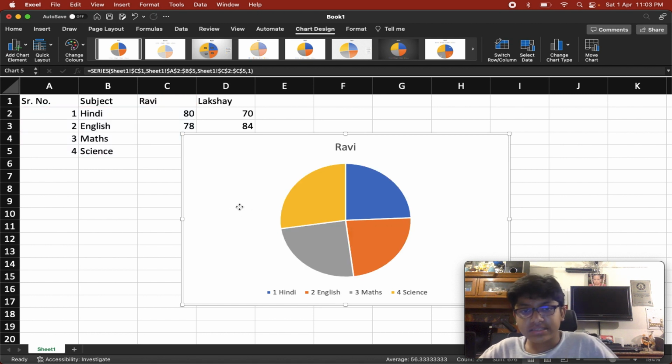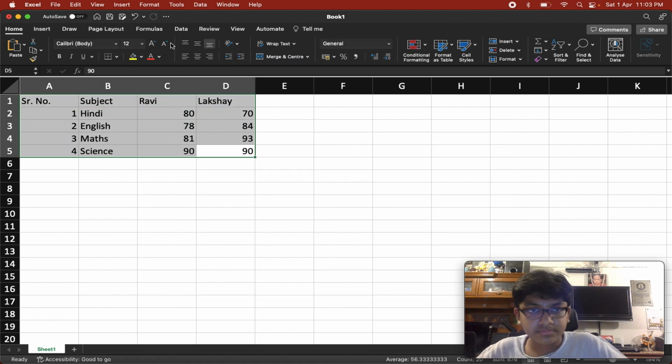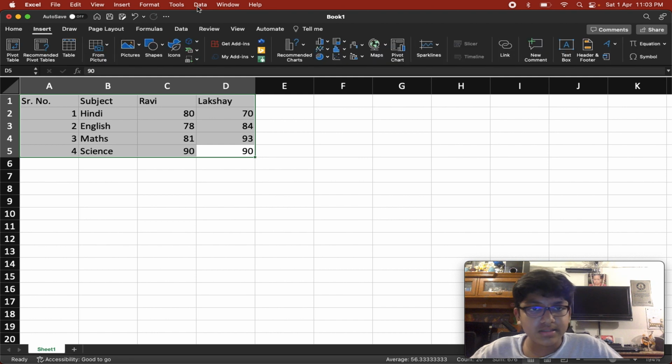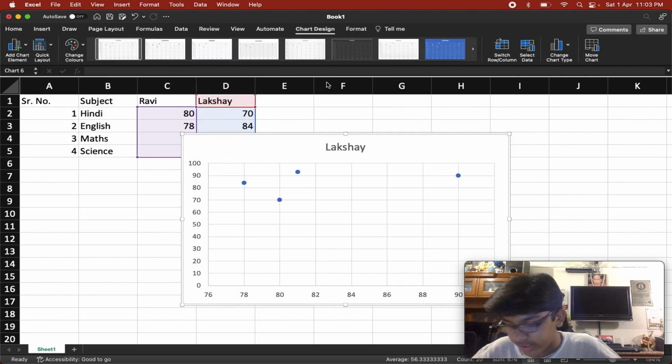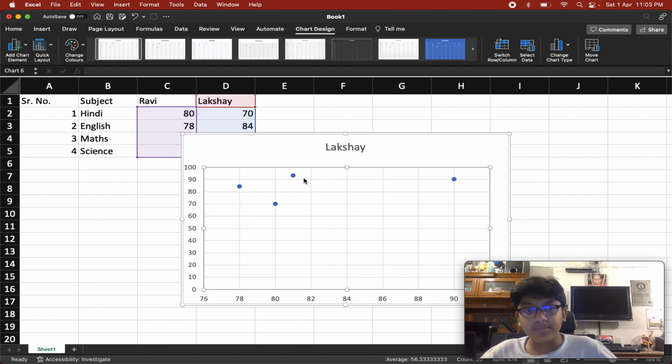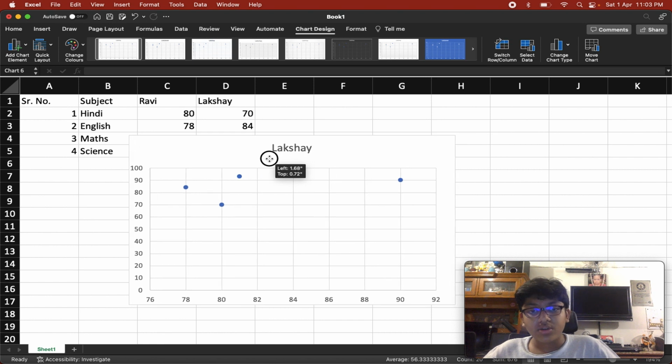Finally, we have the scatter chart. All right, I'll insert it. And this is an important chart, guys. A scatter chart is also known as an XY plot chart. So this is important. It is also known as an XY plot chart. They show the correlation between the two sets of values.